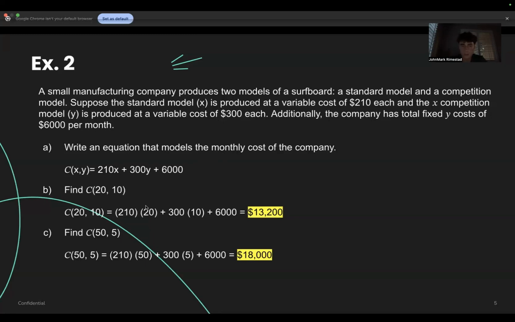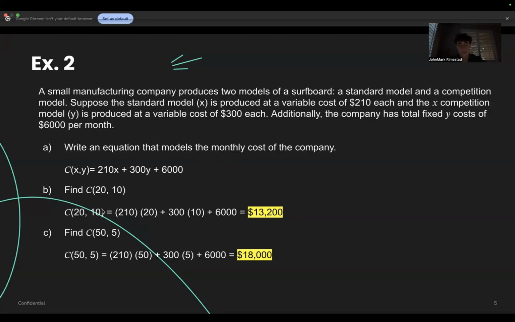Now, where are we getting this 20? We're getting this 20 from right here because that is in the X module, right? So we're going to plug that in right there for that X. 20 times 10 plus 300 times 10. Awesome. All right, so 300Y.